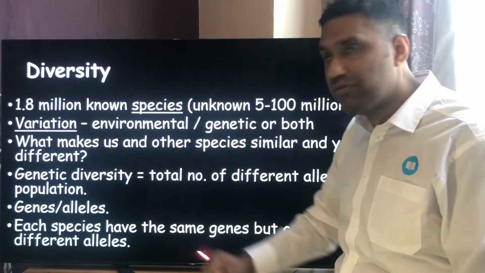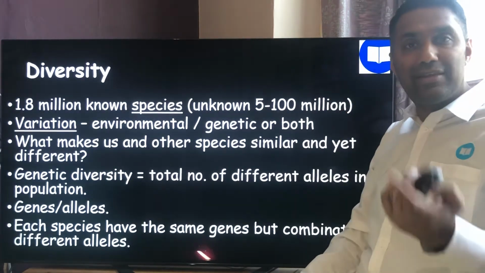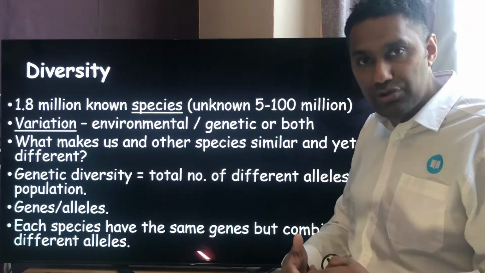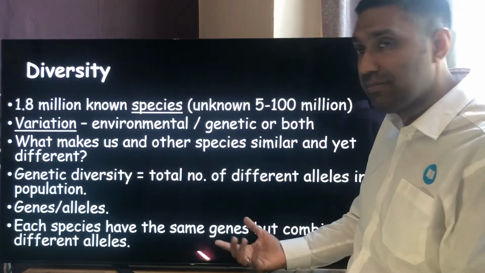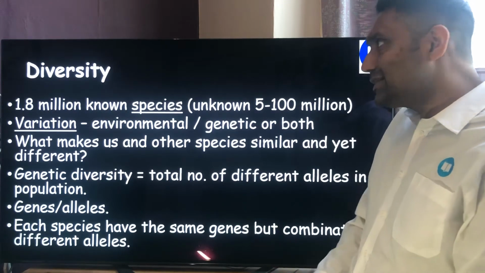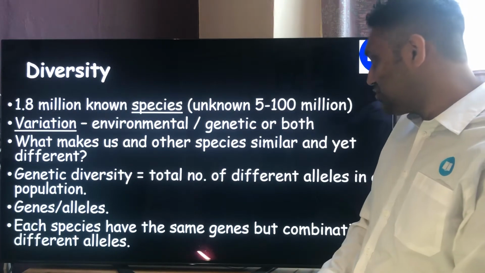Therefore, we've got the different alleles. You might have the blood group A allele or blood group B allele, or you might have both, which would be AB, or it might be switched off so you don't have it. So those are the definitions you need to know about what diversity and what genetic diversity is.